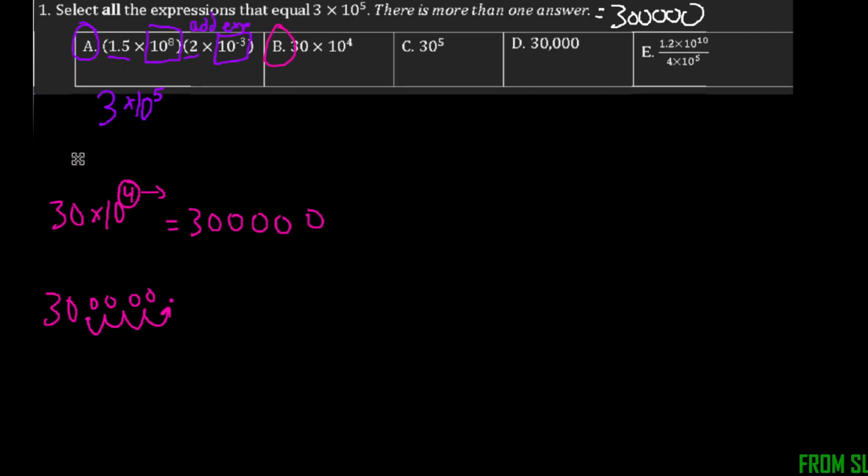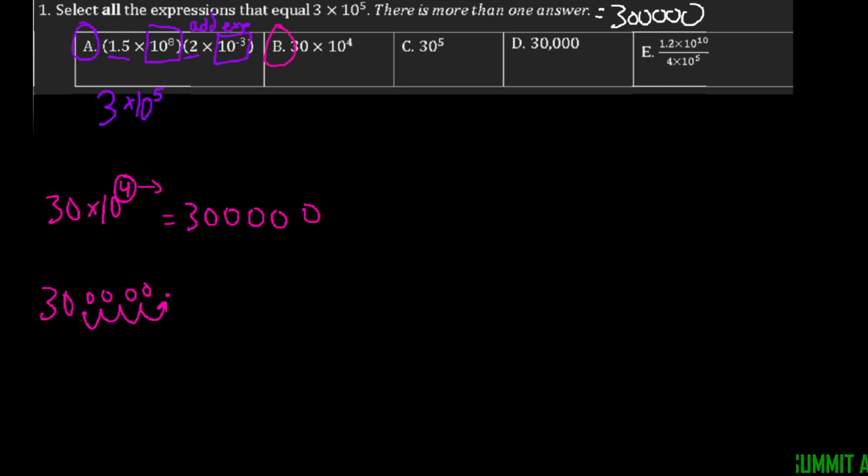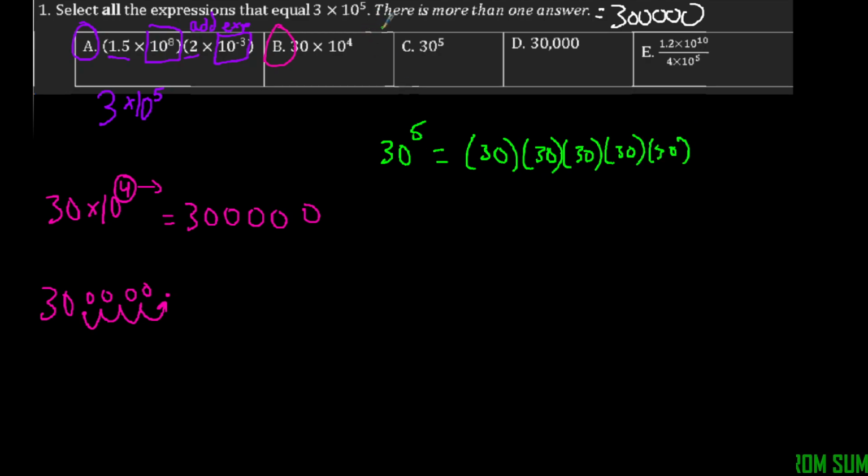Then for the next one, on part C, I'm looking at 30 to the power 5. Again, we're not multiplying by 10, so if we expanded it out, it'd be 30 times 30 times 30 times 30 times 30, 5 times, which is not what we need. So we're going to say no for that one. And then looking at D, the choice only has 4 zeros, and we need 5, so we know it's not that one.